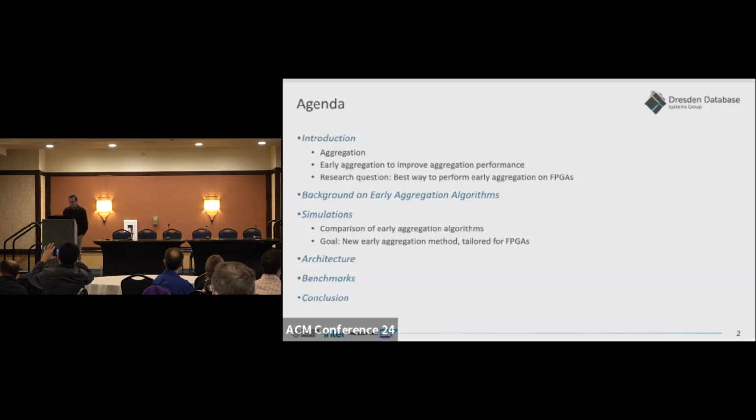All right, so this is the agenda. I'm going to start by introducing aggregation and then early aggregation as a method to improve the performance of aggregation. I'll then pose the research question, which is, what's the best way to perform early aggregation on FPGAs? I'll then introduce some of the ways it's been done before, so the state of the art, and then compare those ways through our simulations. The goal, of course, is to come up with an architecture that's well optimized for FPGAs. I'll then present an implementation of that architecture and some benchmarks on that. I'll finally conclude the talk with a summary of our contributions.